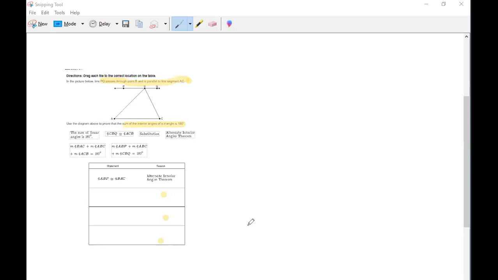So the very first thing that you have is the alternate interior angles theorem. We studied that in our first lesson. And it says angle ABP, so angle ABP is this angle right here, equals angle BAC. They know that because of the alternate interior angles theorem. So if we extend the bottom of that triangle, we were given the information that they were parallel. So we know that this line is parallel to that line. So those are alternate interior angles.